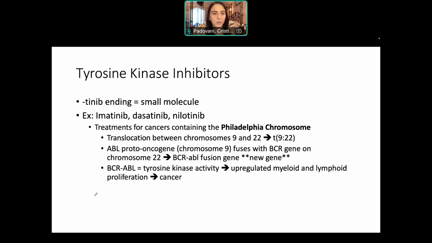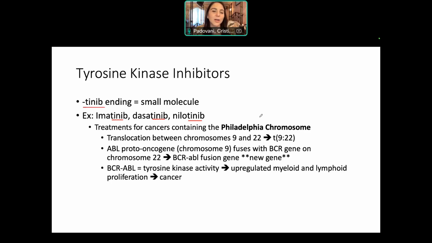Tyrosine kinase inhibitors. So tyrosine kinase inhibitors will end in "tinib." So this ending, "tinib," all it really means is small molecule. So like imatinib, dasatinib, nilotinib. So that's what tyrosine kinase inhibitors do.